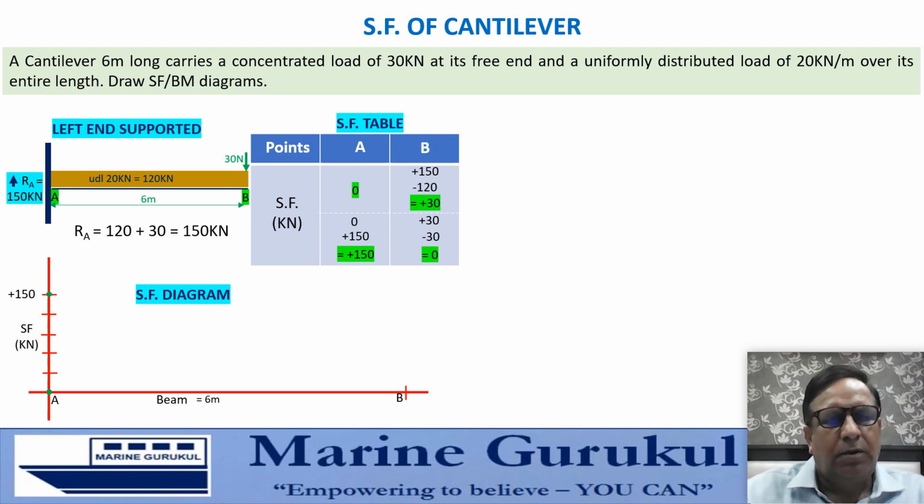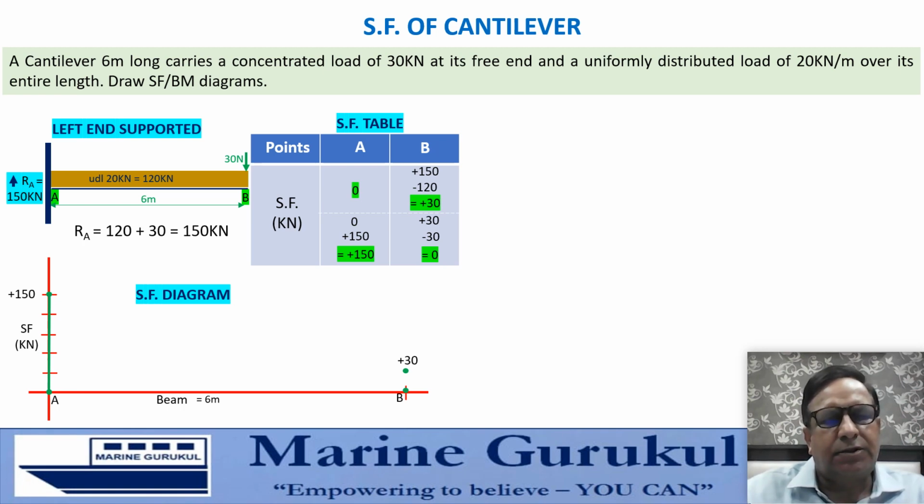At A, it is 0, and from 0 it changes to plus 150, represented by the green dots coming up in their appropriate location. Then from plus 150 it changes to plus 30 at B, and then 0 at B. Now we join from 0 at A to plus 150 with a straight line.